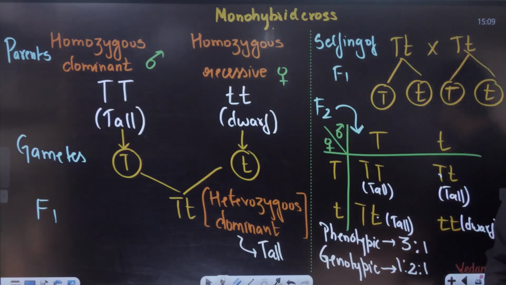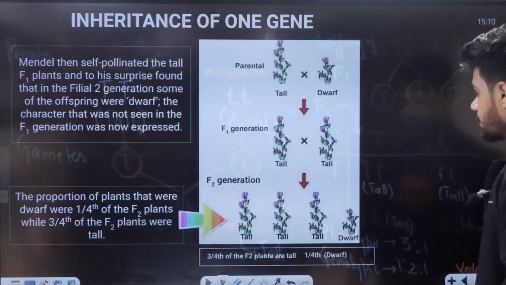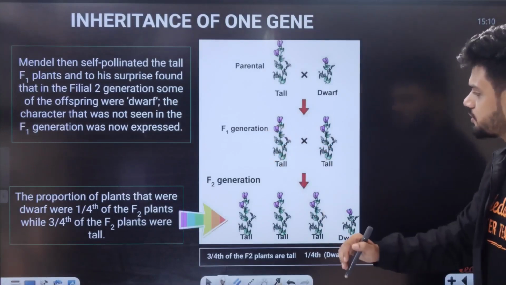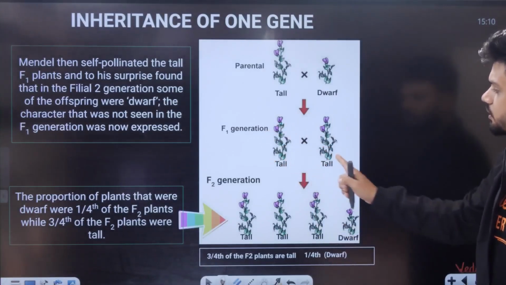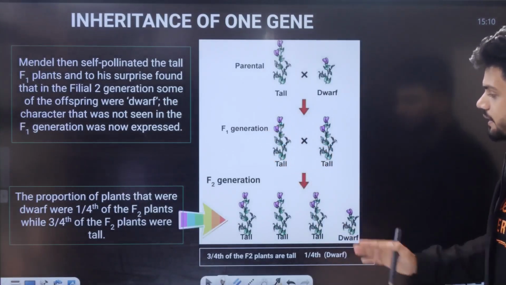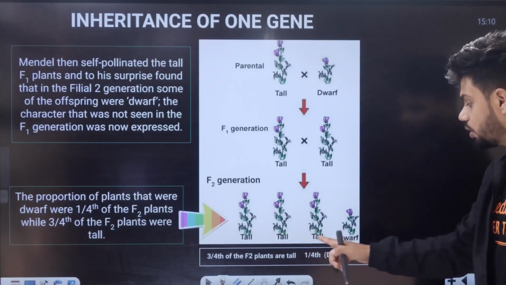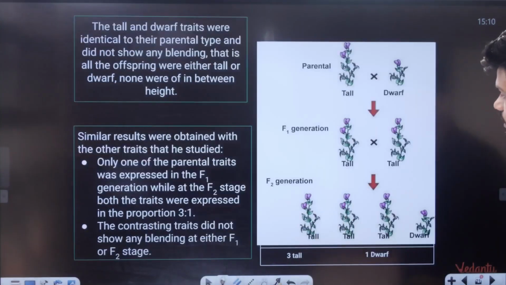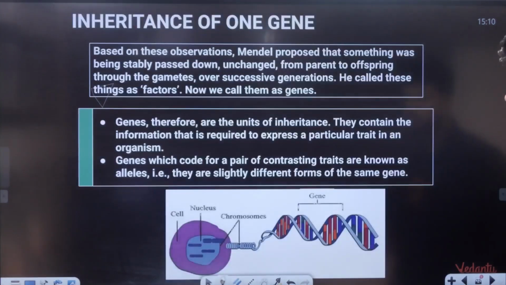Done, students? Okay. Now let's see what is given in your NCERT. Same thing. Tall and dwarf, F1 generation we get, right? We take F1, we have all tall only. In F2 generation, we will have tall and dwarf, 3:1 ratio. Now let's see what is given in your NCERT also.